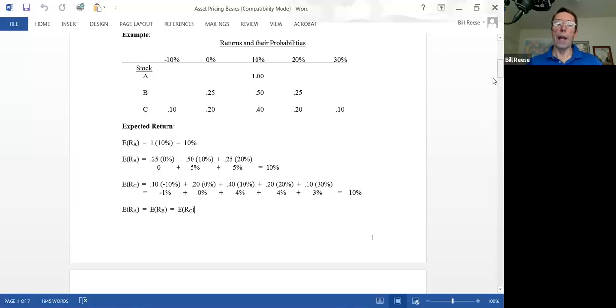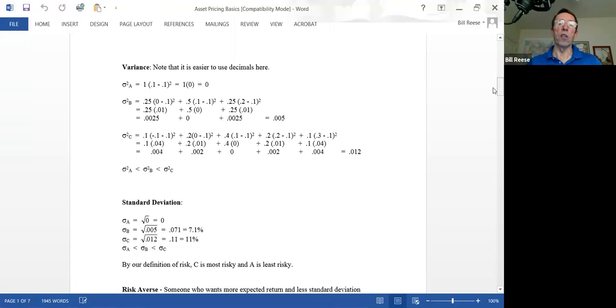So if we scroll down here to our next page, what we're going to see is that the variance for stock A is found by saying for our one data point, which was 10%, expressed as a decimal as 0.1, how far is that away from our expected return, which was also 0.1. So we take the data point minus the expected return, we square it, and multiply that by the probability of getting that data point, which was 1.